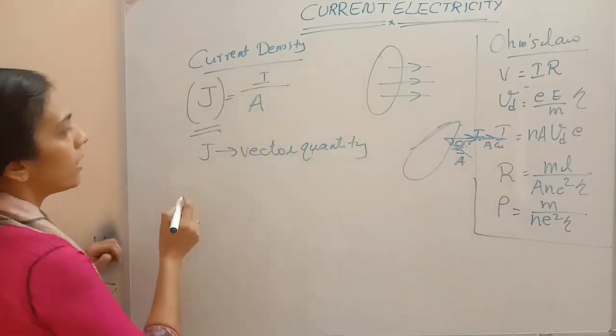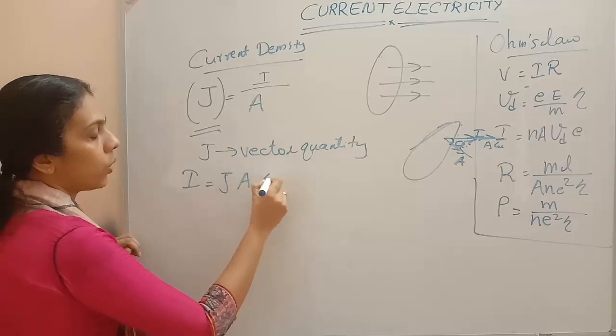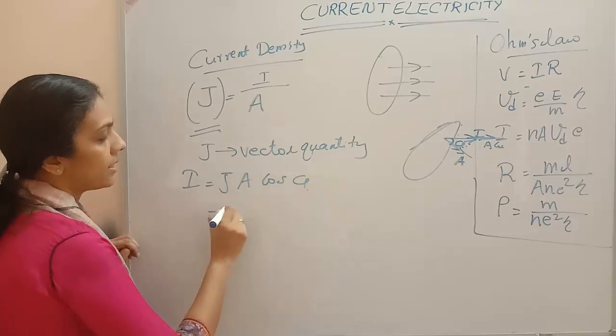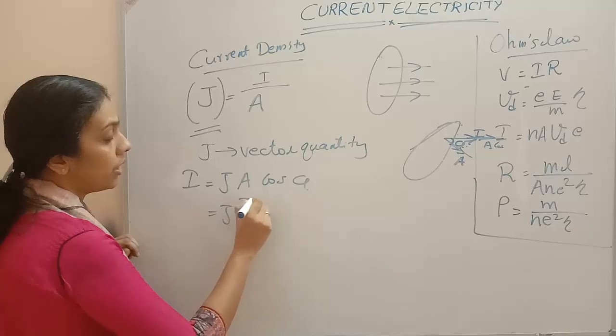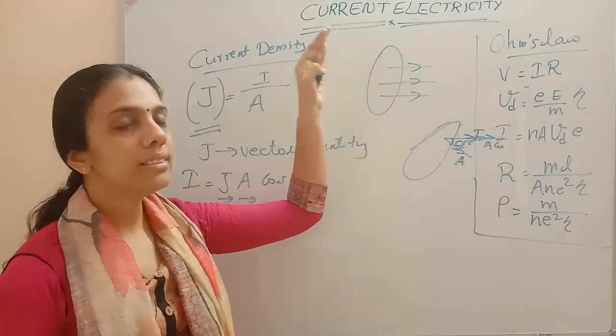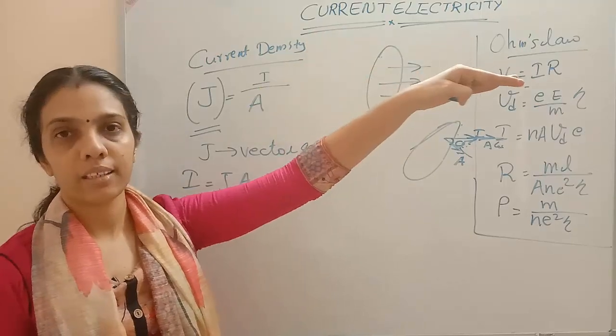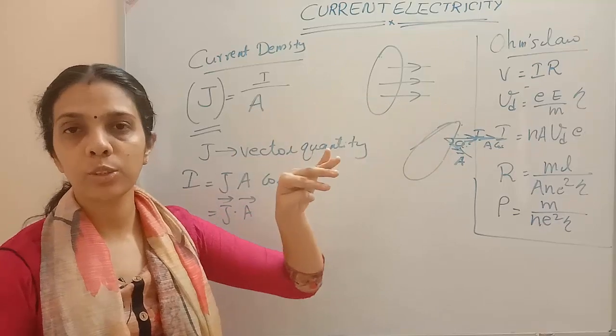Okay, so here we can write it as I is equal to J into A cos theta, or we can write I is equal to J dot A. Clear? So I and J are area vector acting on the same line. They should be parallel to each other.